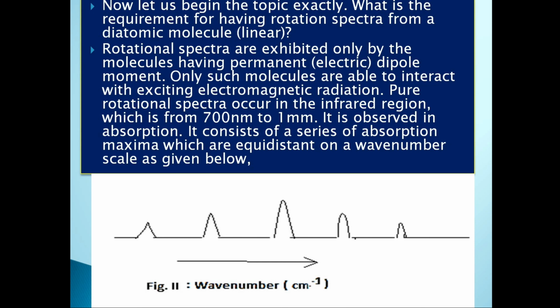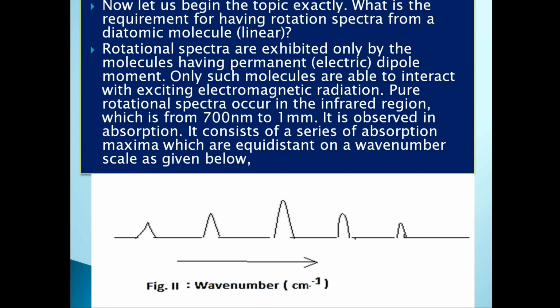Come to the next. Now let us begin the topic exactly. What is the requirement for having rotation spectra from a diatomic molecule? And this diatomic molecule, be clear that this is a linear molecule. They are in a line. So rotational spectra are exhibited only by the molecules having permanent electric dipole moment. So this is a must. If the molecule is not having dipole moment, then there is no chance of getting this rotational spectra. So this is the basic physical necessity because of which we find the rotational spectra.